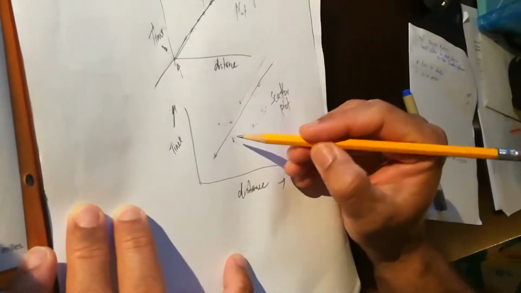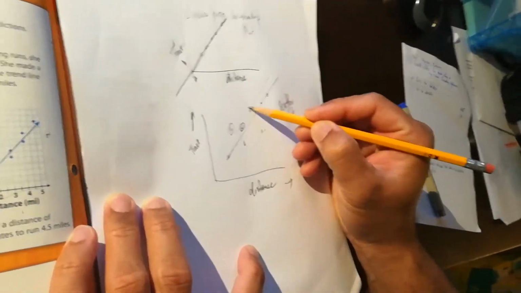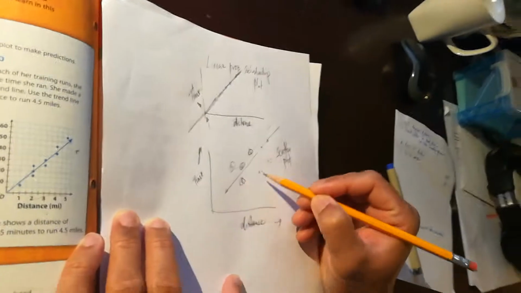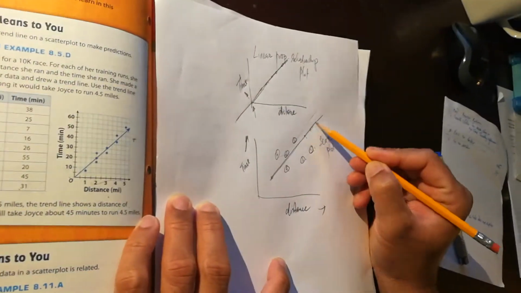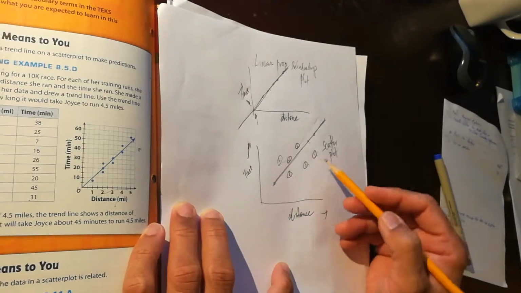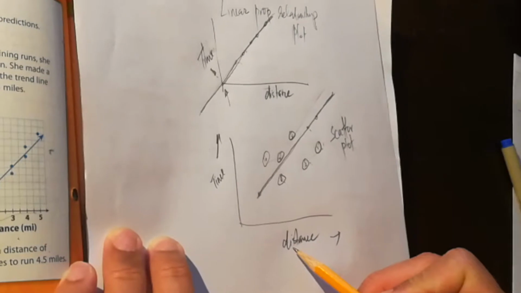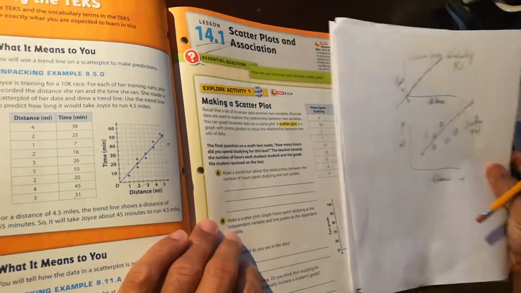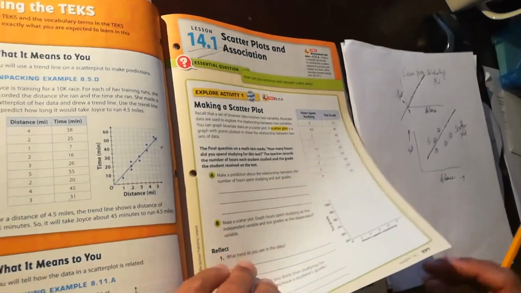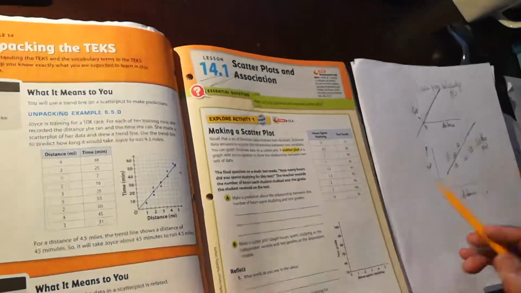If I do this line, you have 3 points on the top of the line and 3 points on the bottom of the line. So this would be the solution for this scatter plot. In this chapter we are trying to learn how the solution is done. So do this example, activity 1.